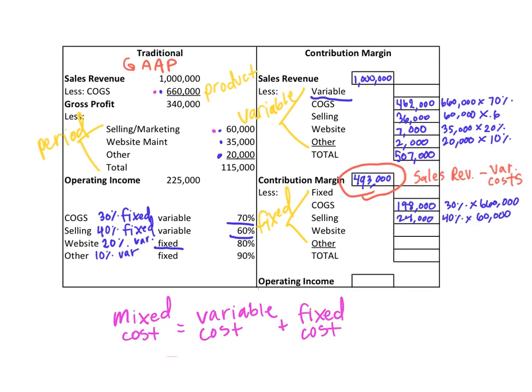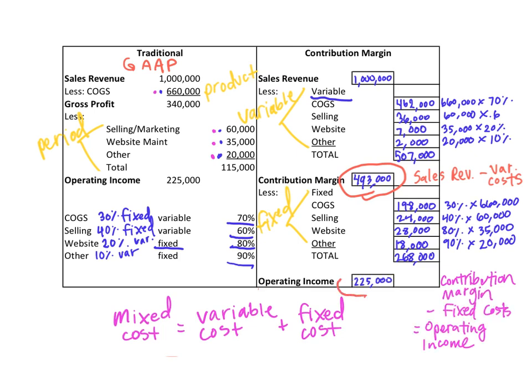Now let's go to website. We know that website is 80% fixed, so we'll take 80% of $35,000 to get fixed website expenses of $28,000. And finally, other expenses. Those are 90% fixed, so we'll simply take 90% of $20,000 to get fixed other expenses of $18,000. Now we can calculate total fixed costs of $268,000. Finally, we can calculate operating income by taking total contribution margin and subtracting total fixed costs. When we do that, we arrive at operating income of $225,000.